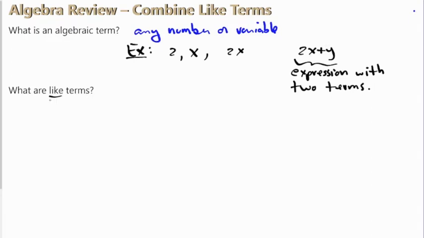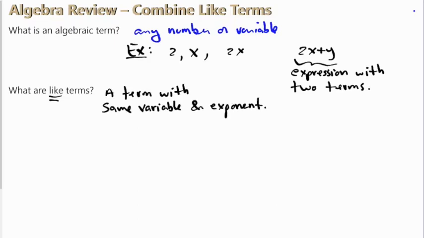So the next question asks, what are like terms? Well, we want to know what like terms are so we know which ones we can combine and add together. So a like term is a term with the same variable and exponent. So examples of like terms would be 2x and, let's say, negative 3x. Those are like terms because they both have x, and both x's have no exponent on them. And if there's no exponent, it's understood that the exponent is 1. So the exponents are matching.